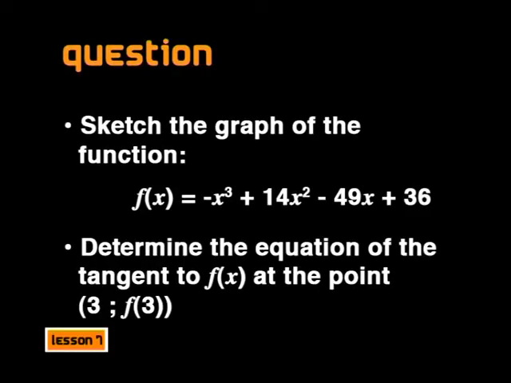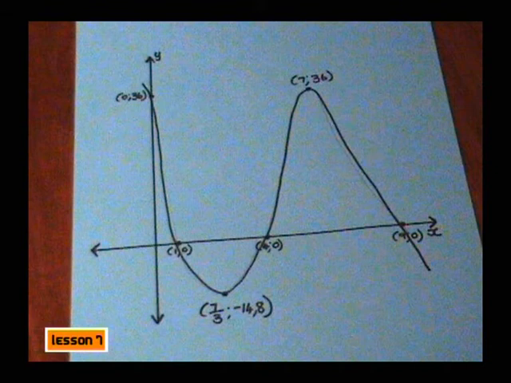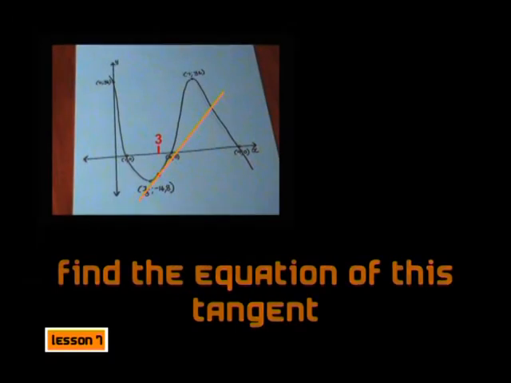That's right. Now we need to deal with the second question. The question of that tangent. If you remember, we were asked to determine the equation of the tangent to f of x at the point (3, f of 3). So, what we need to do is to think about a point on the graph that has an x value of 3, which is here. And then we need to draw a tangent through it like this. And then our job is to find the equation of this tangent.